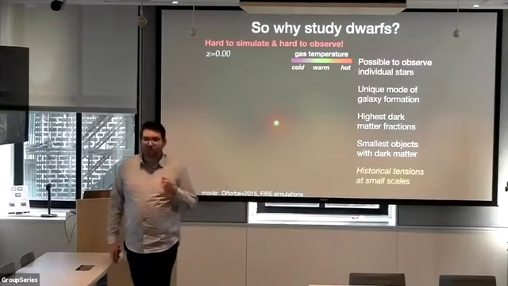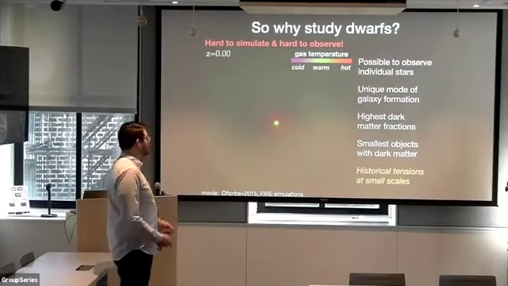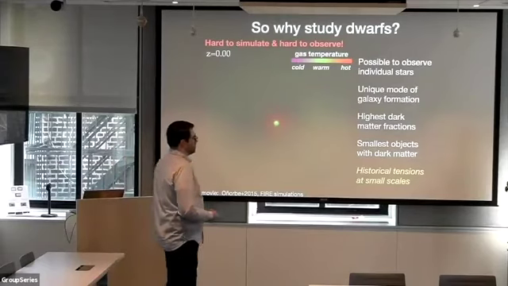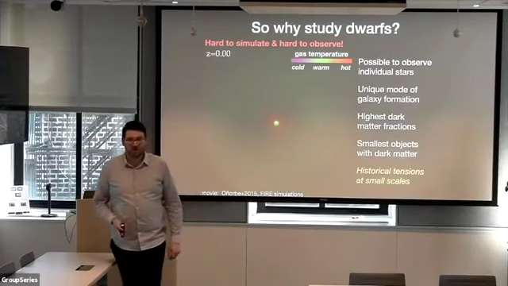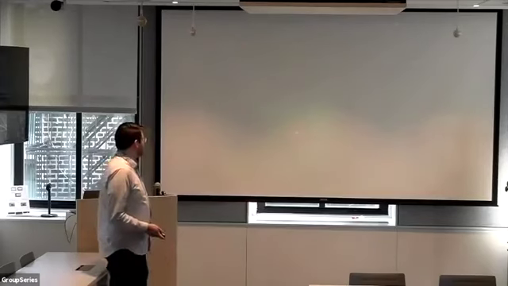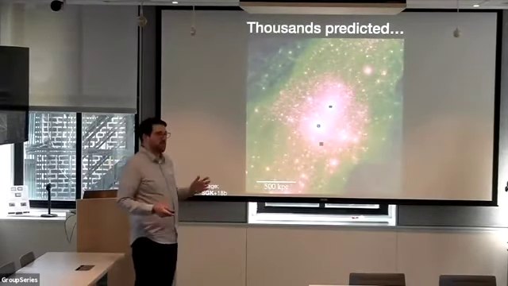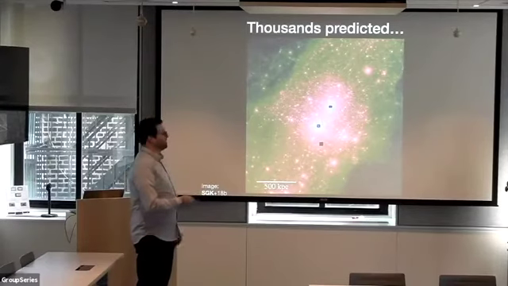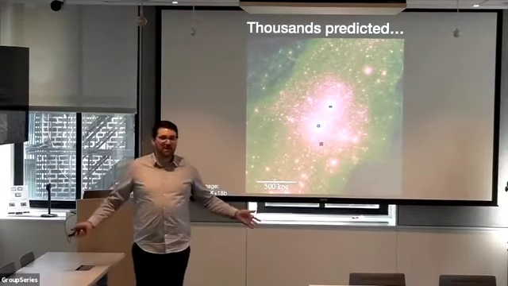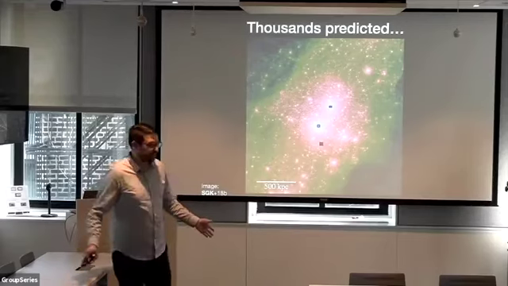And to really highlight why dwarf galaxies are worth studying, I'm going to talk a little bit about some historical tensions that have arisen at these small scales. So the first of these is what's known as the missing satellites problem. And that basically says that if we look at this picture, then we see thousands of dwarf subhalos or halos around the Local Group.